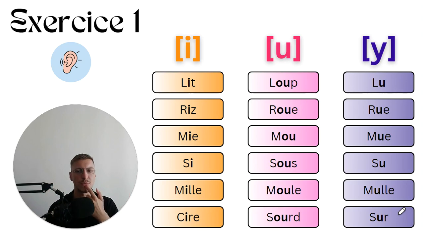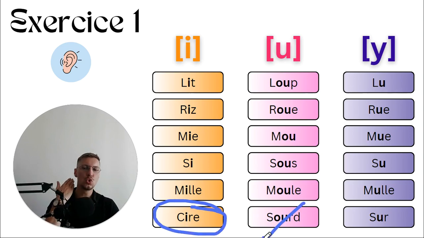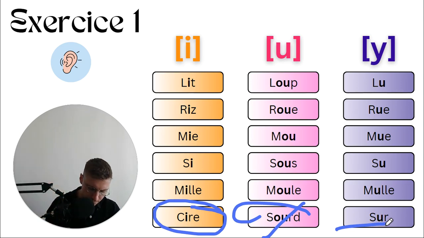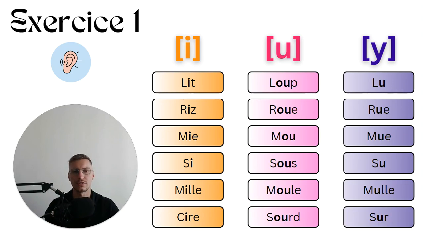Su. My tongue is pushing my teeth. Su. But when I'm doing su, my tongue goes forward. Backward, sorry. Repeat after me. Cire. Sourd. Sûr. Très bien. Very good. This is easy. I mean, this doesn't look difficult at least.